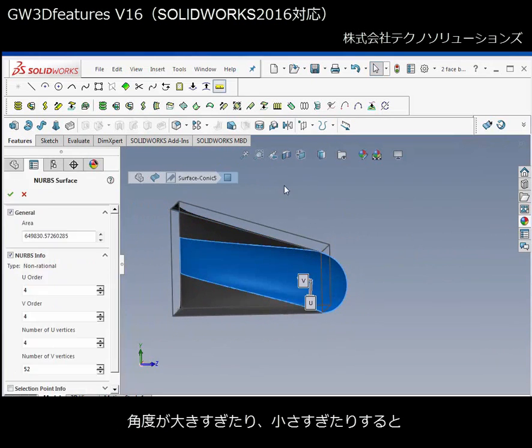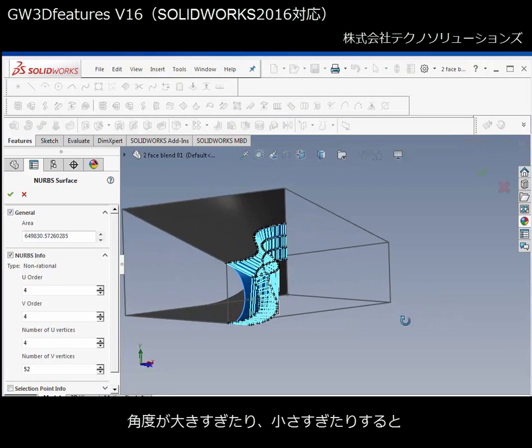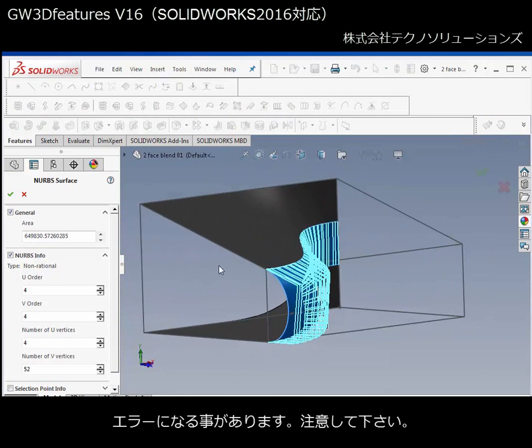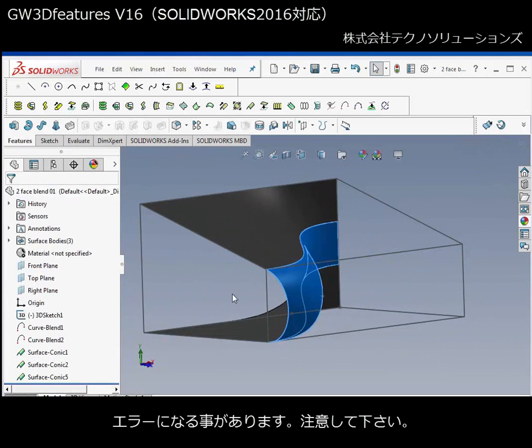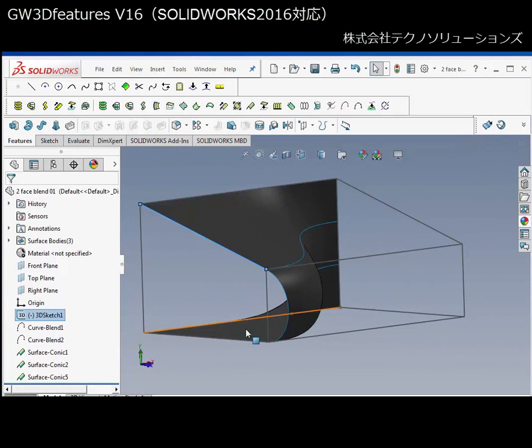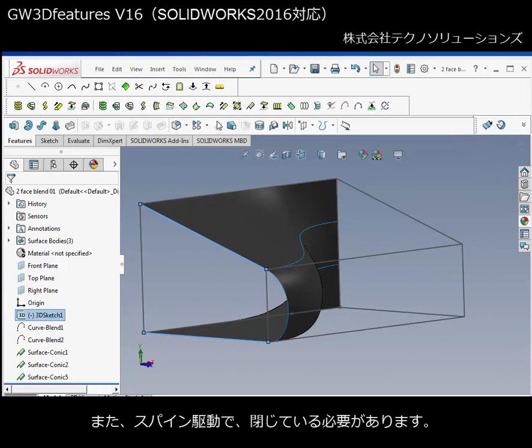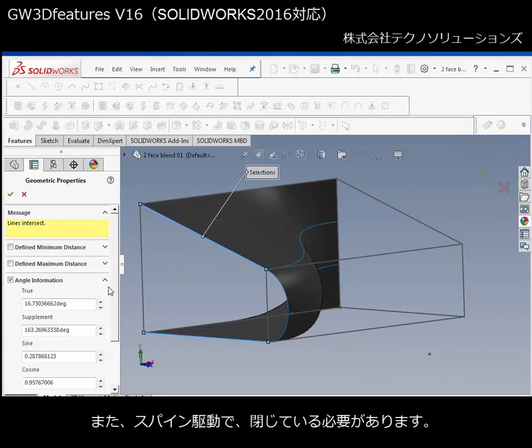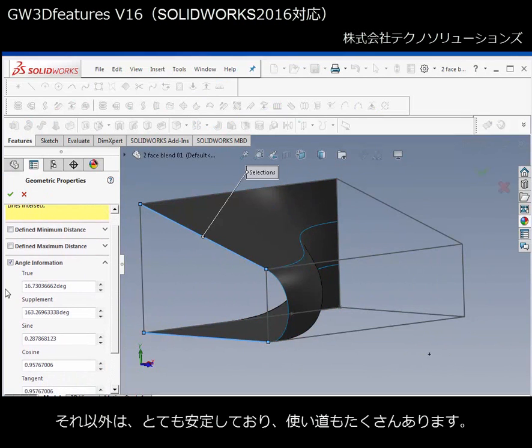So typically you want to stay 15 degrees below 180, or no more open than 165 degrees. So the limitations are spine driven and it has to be closed. So other than that, the surface is very robust and a lot of fun to use.